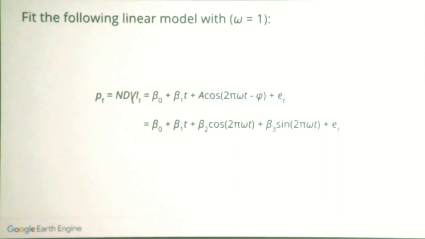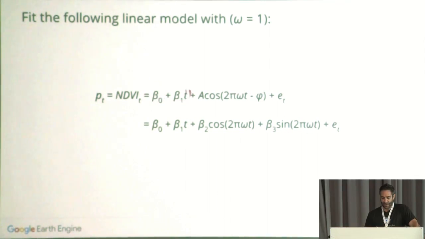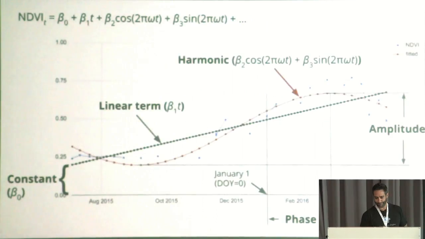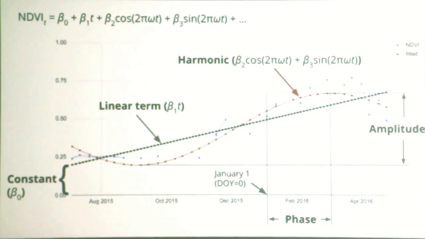Here's our pixel at time t, which is equal to ndvi at time t, which is equal to this model that includes a constant term, a linear trend, so a linear coefficient on time, and this harmonic term at amplitude a and phase phi, plus an error term. And when we linearize that, we get beta 0 plus beta 1 t plus beta 2 cosine of that stuff plus beta 3 sine of that stuff, plus our error term. And this ought to look familiar because it's very much like the linear model that we just fit, we know how to do this, right? So here's the constant. Here is our linear term. Here is our harmonic term. Here is our equation, and now we're going to fit it.